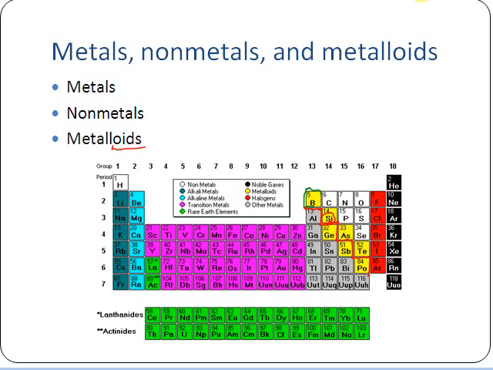Sometimes they are considered to be metals, like germanium and antimony and polonium. Sometimes they are not, like boron and silicon and arsenic and tellurium. And so those are your metals and your metalloids, and your nonmetals.